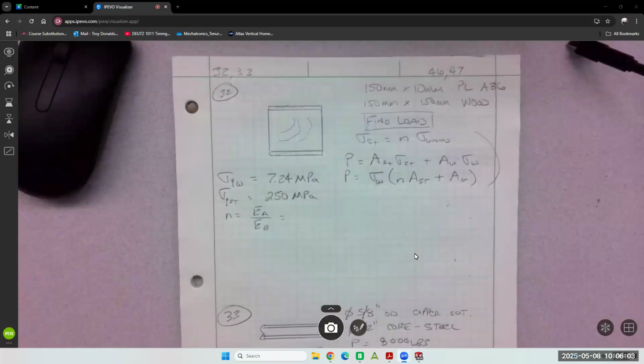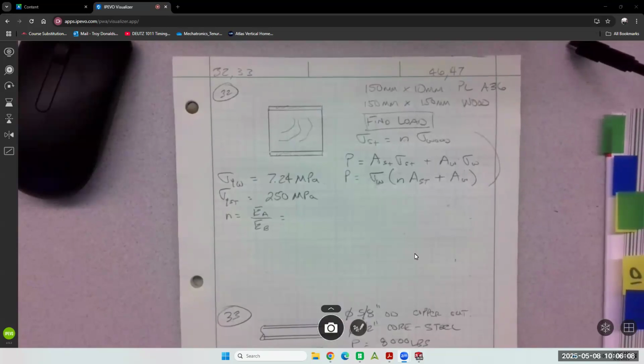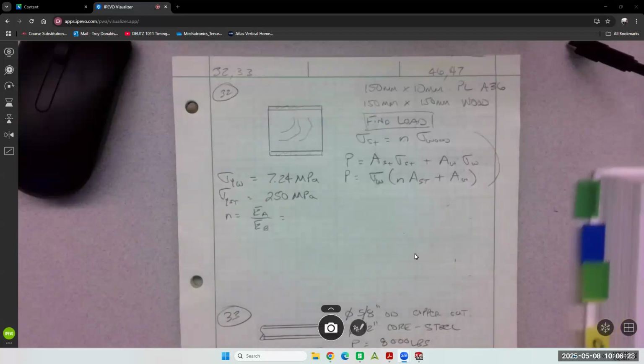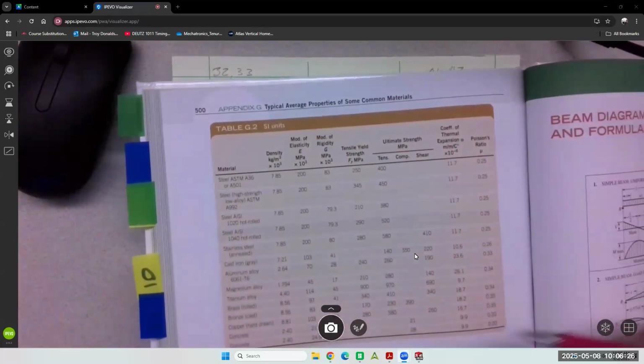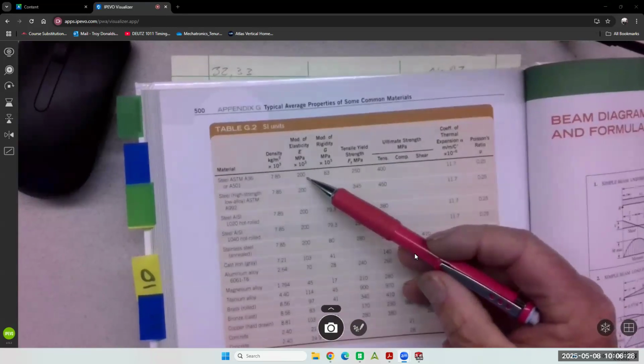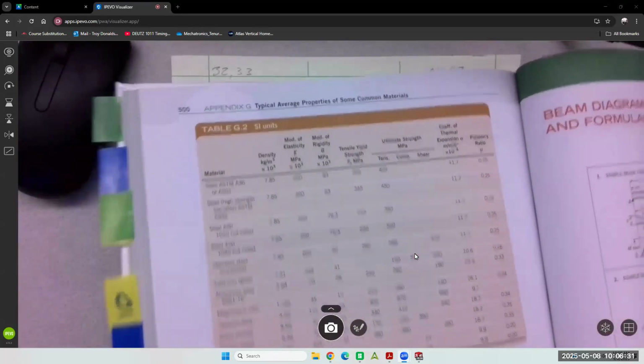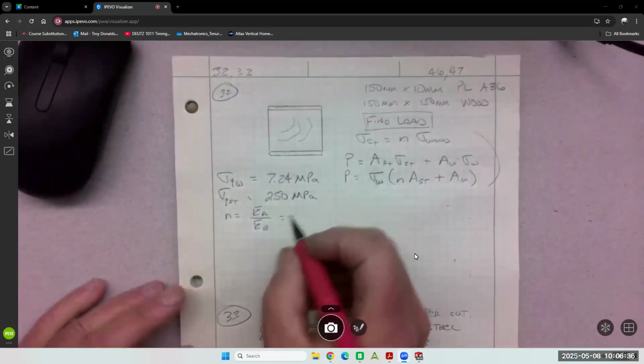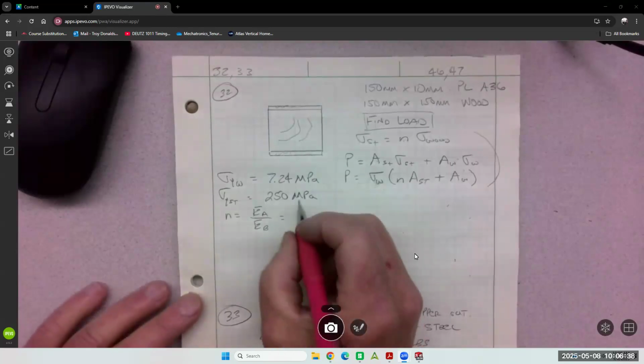EA of steel is, anyone have that? 29 in the metric system. 207. Yeah, 207. Of course, my book has 200. I don't know why it's changed, but the current book has 200. That much? Yeah, that's a lot. Anyway, leave it, don't erase it. Just put a note on there.